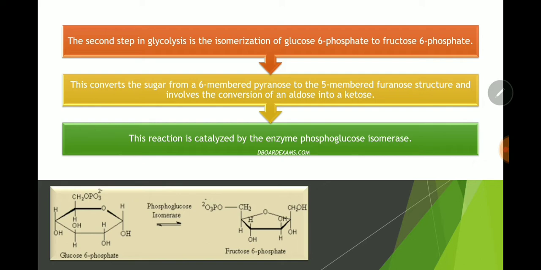All right. The second step in glycolysis is the isomerization of glucose 6 phosphate to fructose 6 phosphate. Okay. And this usually converts the sugar from a 6-membered pyranose into a 5-membered furanose. Remember, I told you glucose is a 6-membered ring and fructose is a 5-membered ring, but they both have 6 carbons. All right. This reaction is catalyzed by phosphoglucoisomerase.